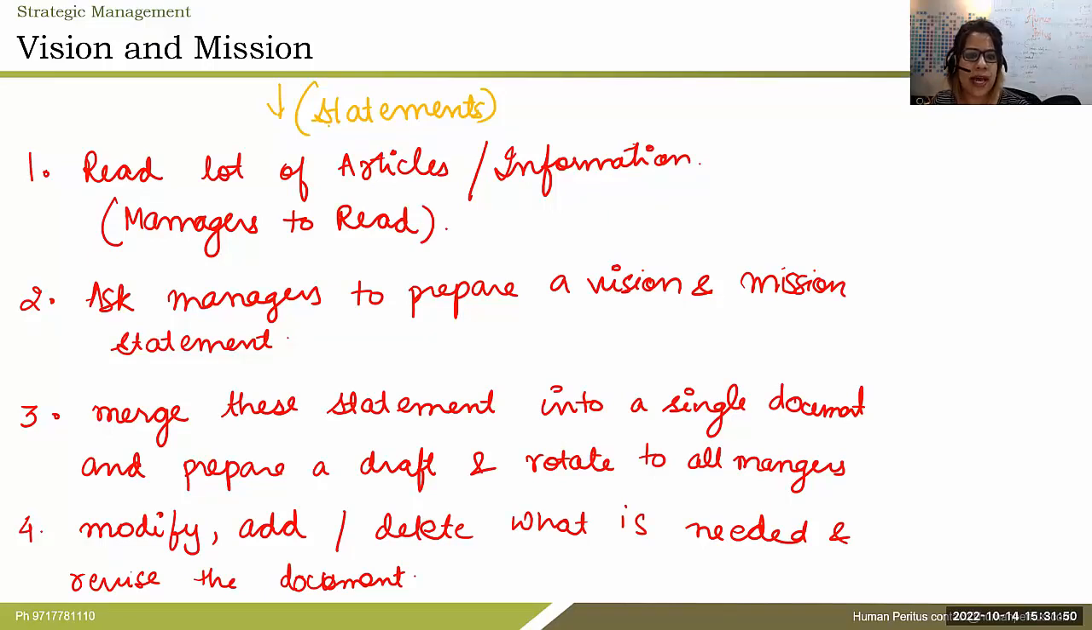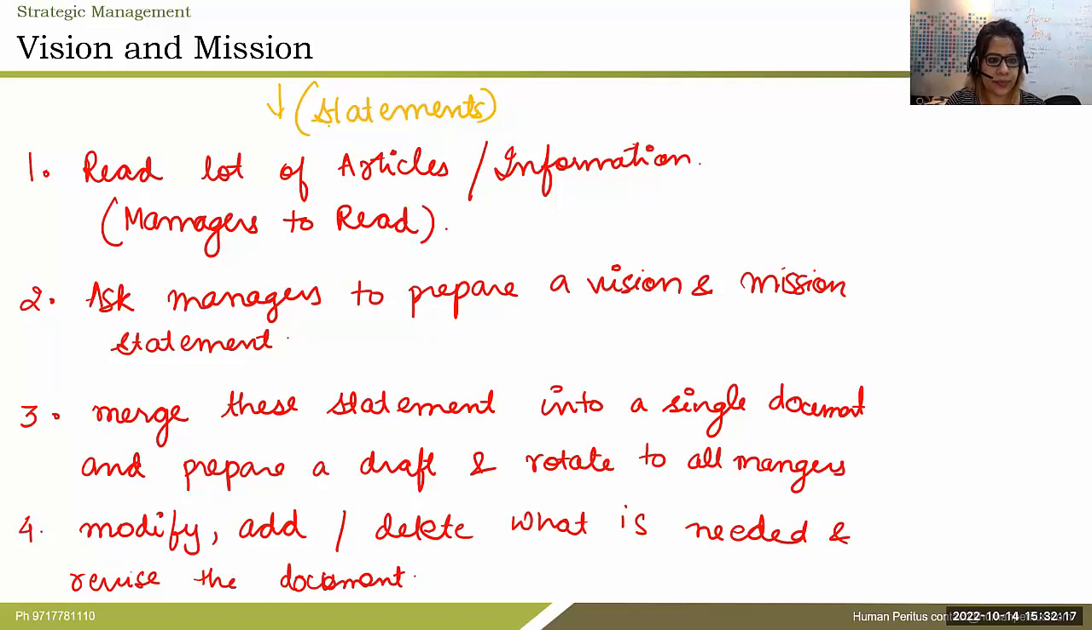After the statements have been given by the individual managers, we merge those statements into a single document and prepare a draft. Either we rotate that draft to all the managers or we hire an outside consultant for an unbiased view, and then the modification and the deletion, anything you want to delete, anything you want to add. And that's how a vision or a mission statement is prepared.